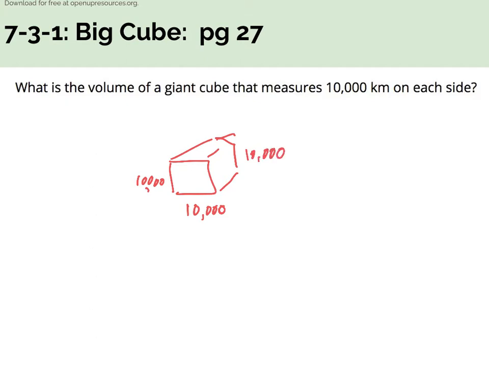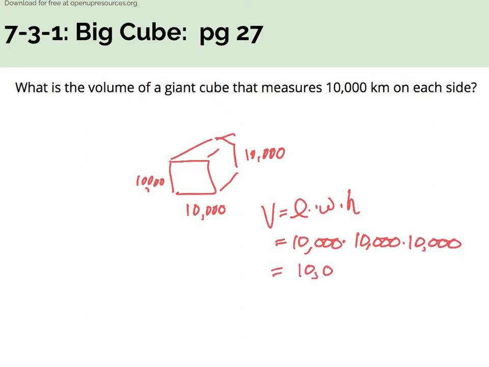So remember, as if we're doing a volume of a cube, it's length times width times height. So we have 10,000 times 10,000 times 10,000. So we can also say that this is 10,000 raised to the 3rd power, and that's a ginormous number.